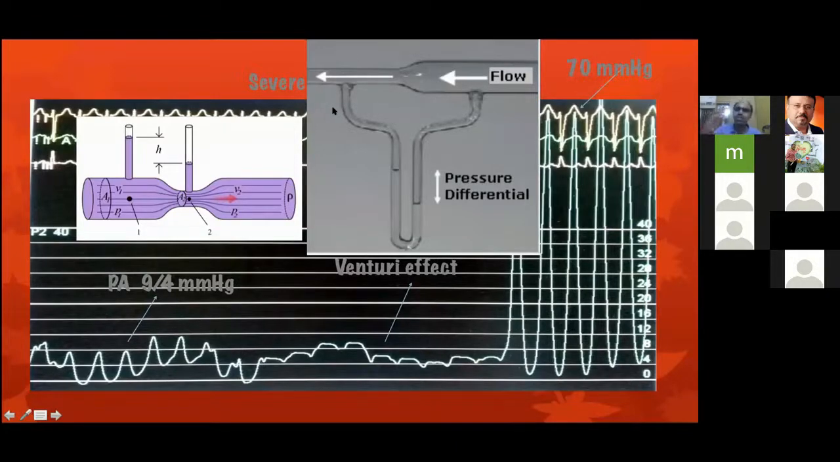Venturi effect actually explains many things. The reason why vegetations get deposited on the right ventricular side of a ventricular septal defect. Why the aortic valve leaflet prolapses progressively in a perimembranous VSD. Venturi effect explains many things. And this is also Venturi effect.